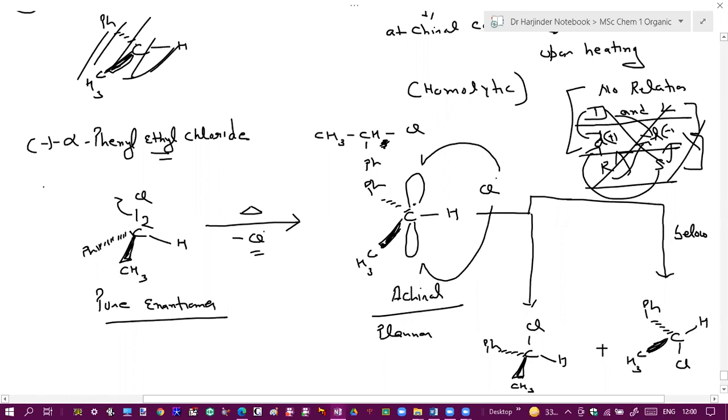Both are mirror images of each other, and both products are formed in a 50% ratio since there is no preferential attack from one side. So this is your racemic modification. Any doubt in this case?